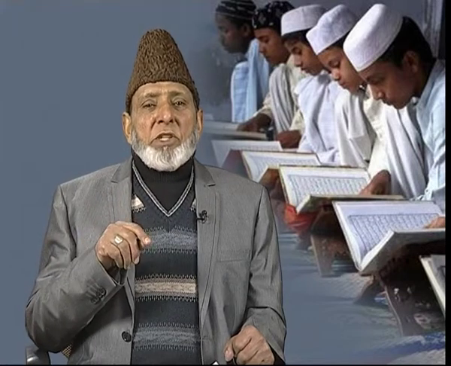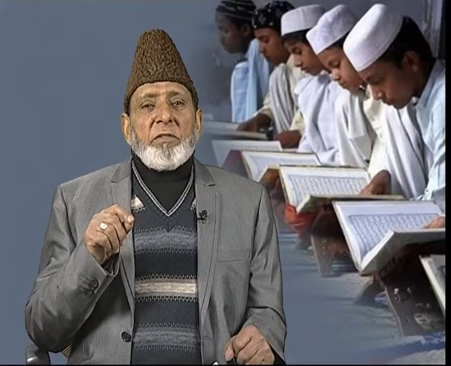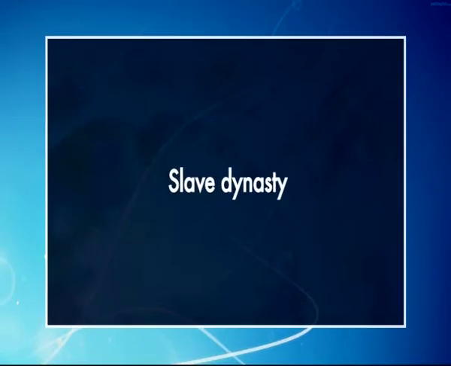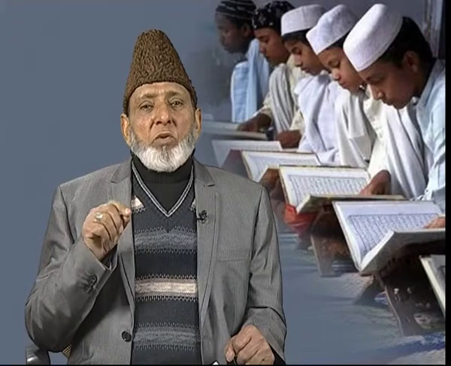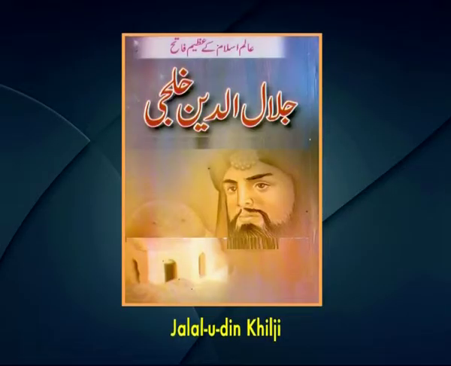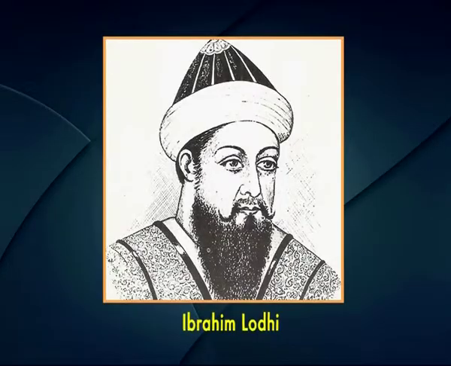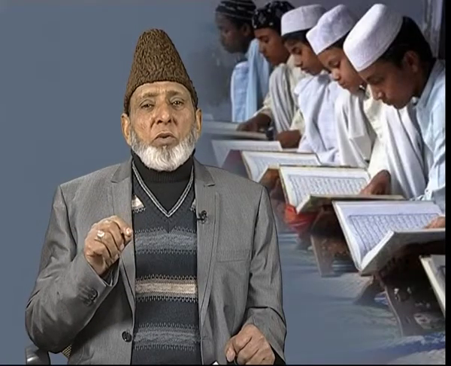After Muhammad Ghori's death, Qutbuddin Aibak, another king of the same dynasty, ascended the throne and founded another dynasty called the Slave Dynasty. Several other dynasties, such as Khilji, Tughlaq, Sayyid and Lodi, were the different dynasties that established their kingdoms and Islamic rule in India.